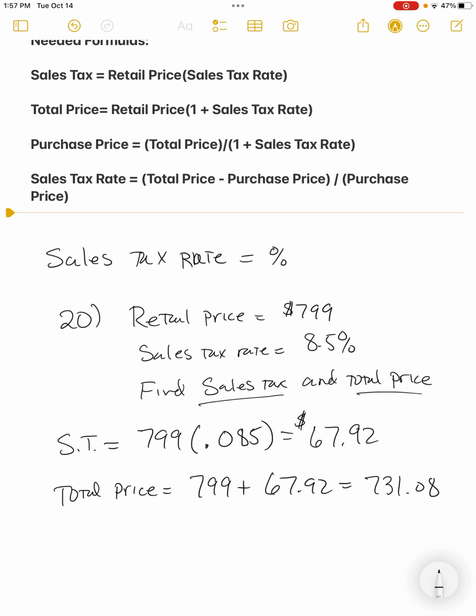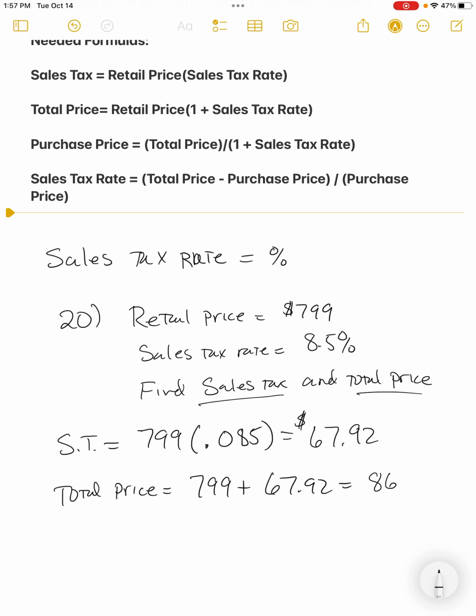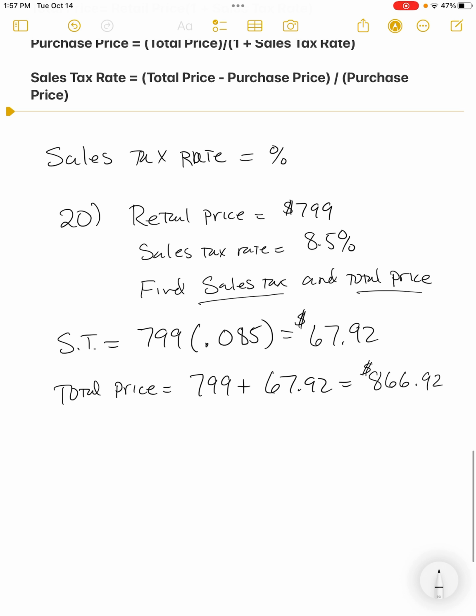Oops, I apologize. I did a minus. I'm like, that should not have happened. It comes up to, let me erase that. Okay, that's a part of looking at your answer and saying, does it make sense? I should pay more for the price than the original price. So $866.92 is what I would pay with tax if there was an 8.5% sales tax.